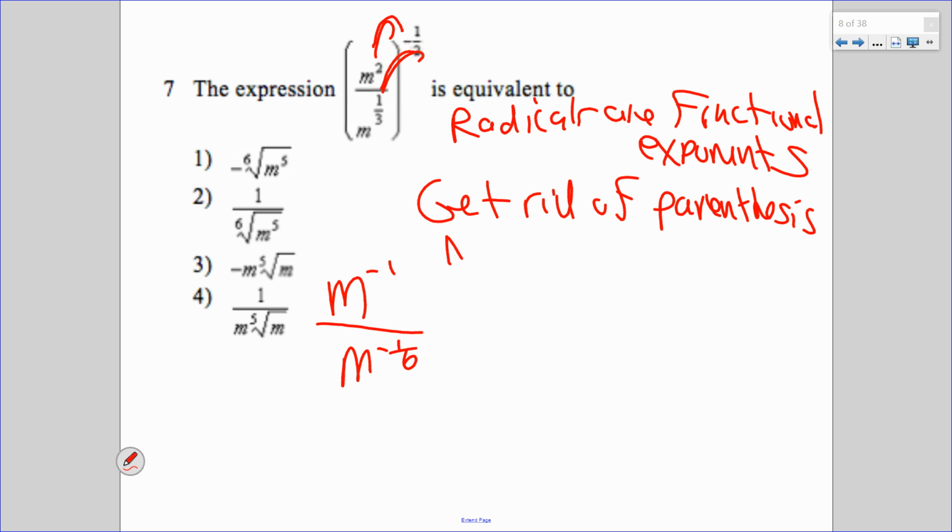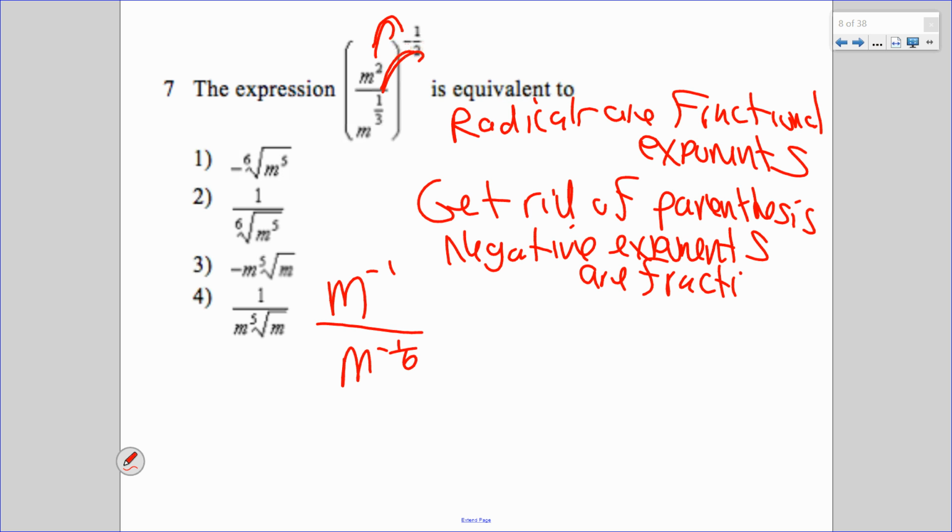Next step, negative exponents are fractions. So I have negative exponents. I already have a fraction. Even if I didn't, I make a fraction, and whatever's being raised to a negative exponent moves. So m is being raised to a negative exponent, so it moves to the bottom, the exponent becomes positive. Same thing on the bottom, it's going to move to the top.